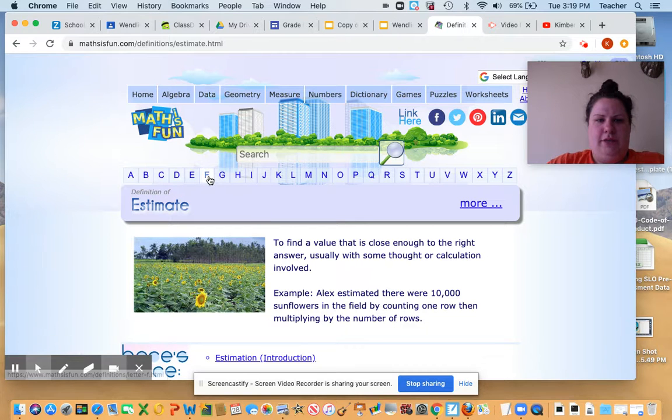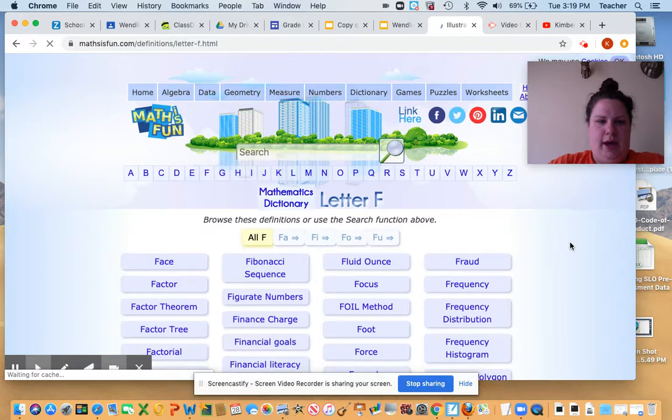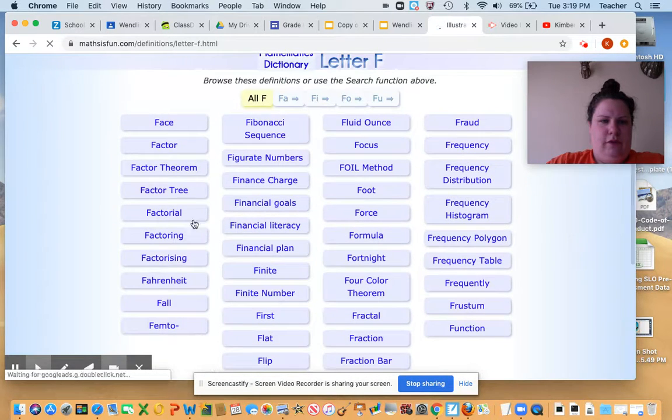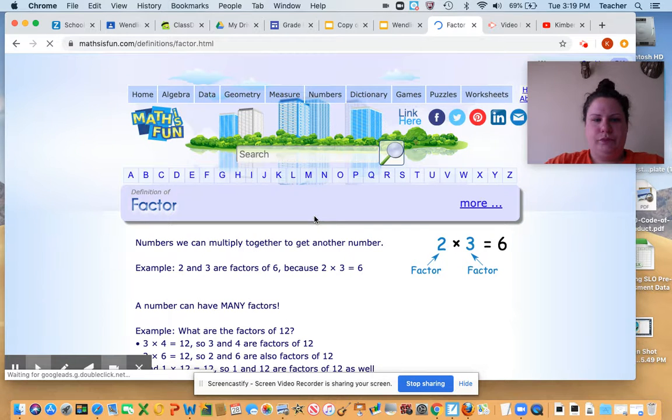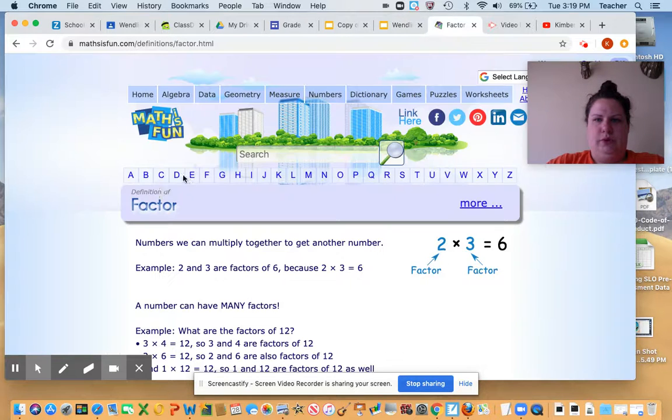Our next word is factors. Going to go to F, and then I need F-A-C. It's the second one right here, factor. Numbers we can multiply together to get another number. For instance, if I have 2 times 3 equals 6, the 2 and the 3 are my factors, the two things I am multiplying.